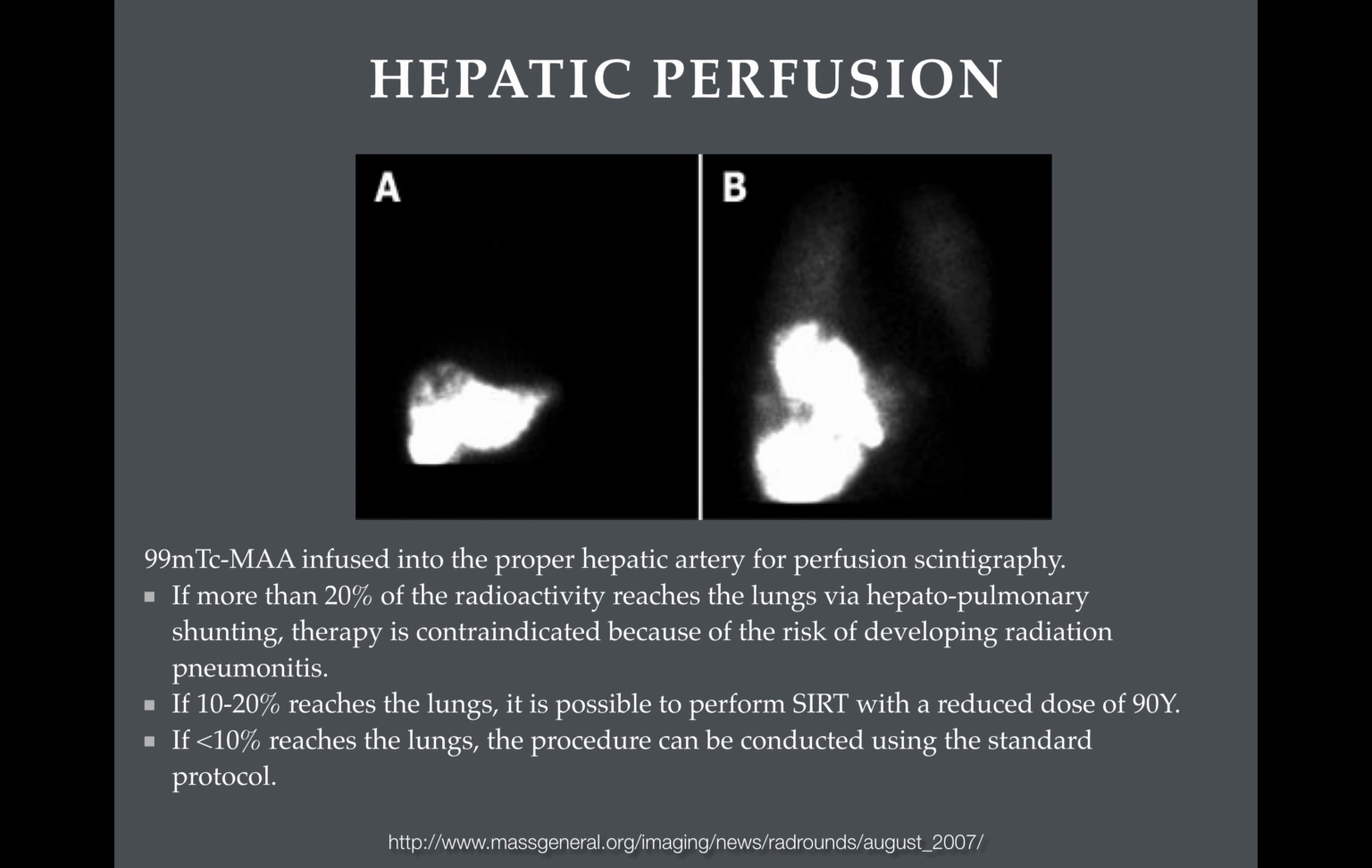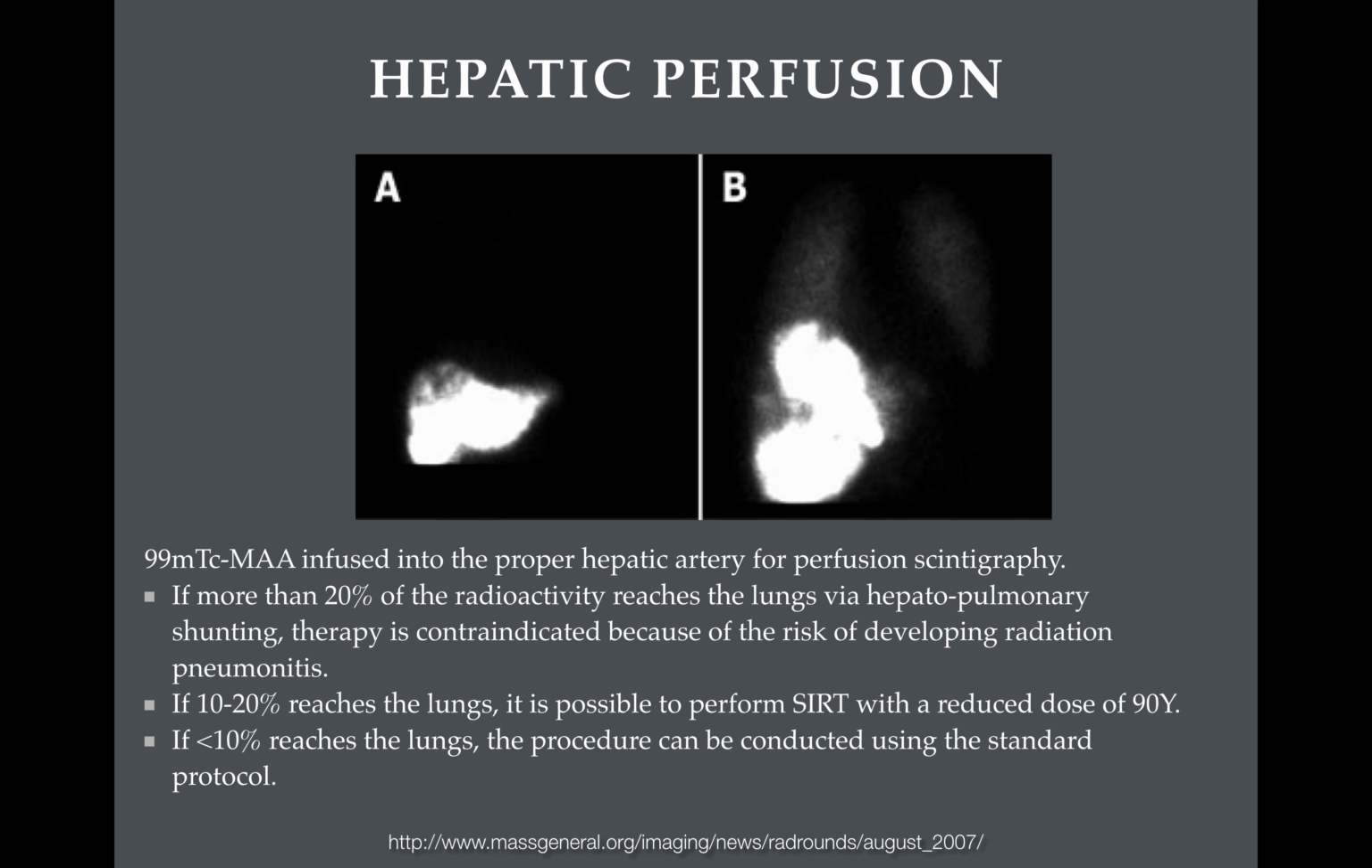This is a hepatic perfusion scan that's performed prior to radioembolization of the liver. In example A, all of the technetium MAA is aggregated in the liver with no lung activity, and in example B, we see substantive lung activity. So if patient receives a full dose, there's a high risk of radiation pneumonitis. So this is always performed prior to radioembolization to calculate the shunt fraction, and in general we're looking for less than 10% shunting, and if the fraction is higher, this can still be performed, but the dose needs to be adjusted.